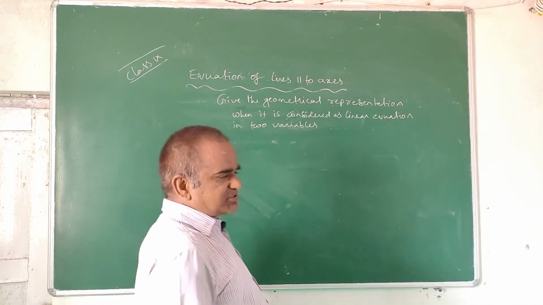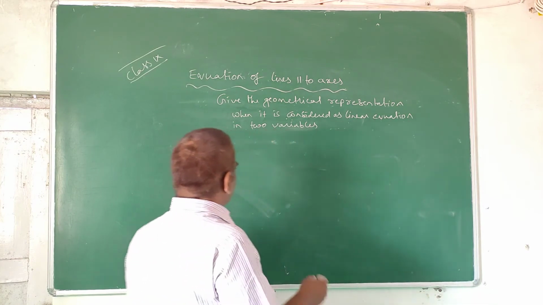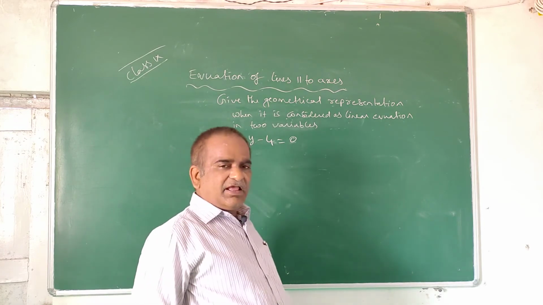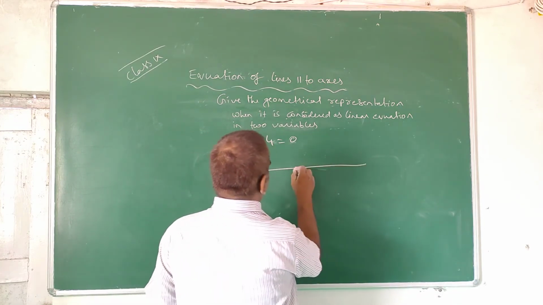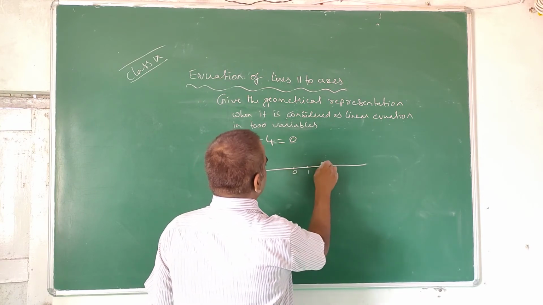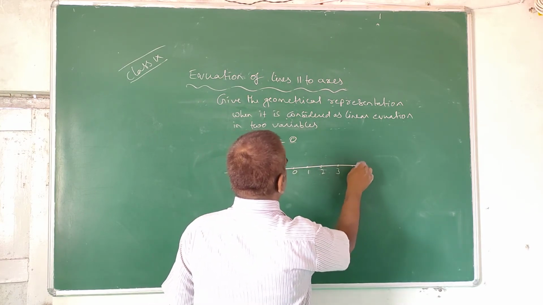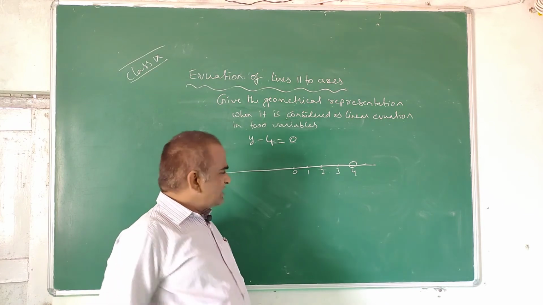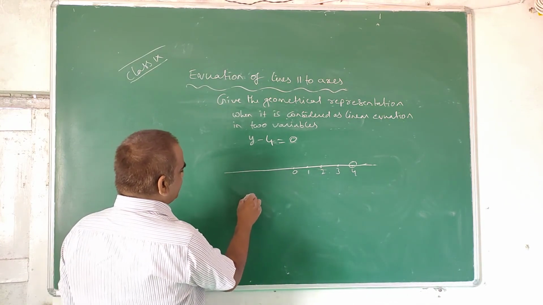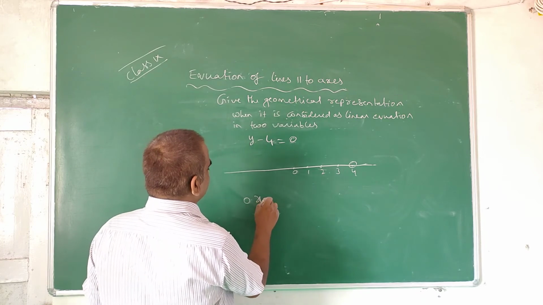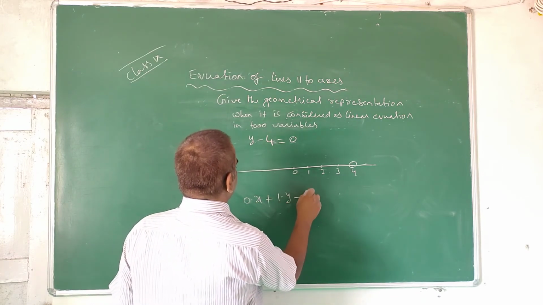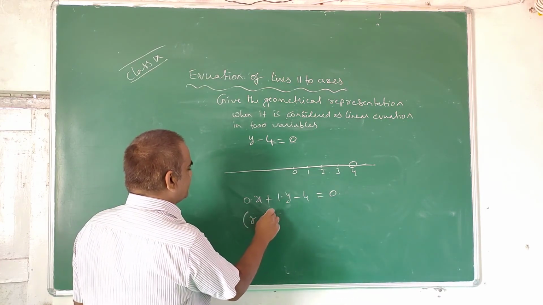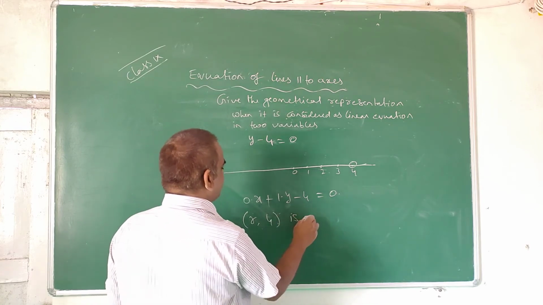Now another question is, give the geometrical representation of the linear equation y minus 4 is equal to 0. Again, when it is treated as a linear equation in one variable, then it is a point on the number line. Here that point can be shown here, y is equal to 4. Did you understand? Now if it is treated as a linear equation in two variables, you can write it as 0 into x plus 1 into y minus 4 is equal to 0. So here x can be any real number and y is equal to 4 is the solution for any r belongs to R.